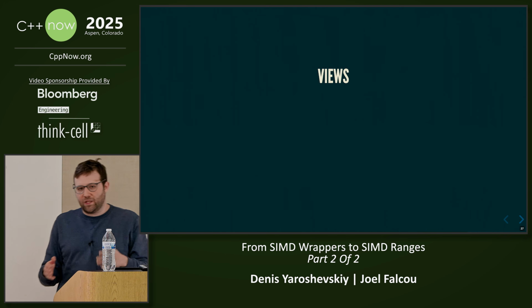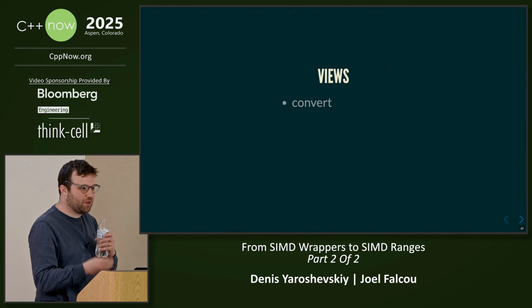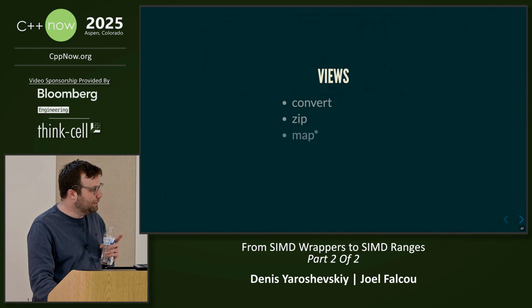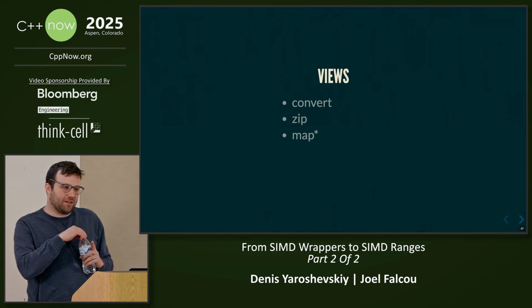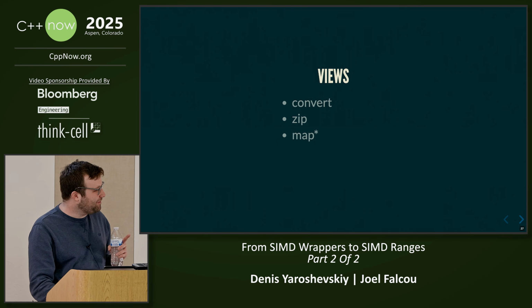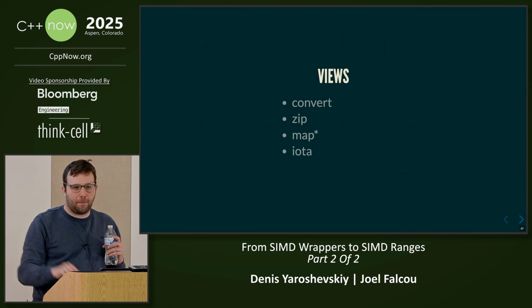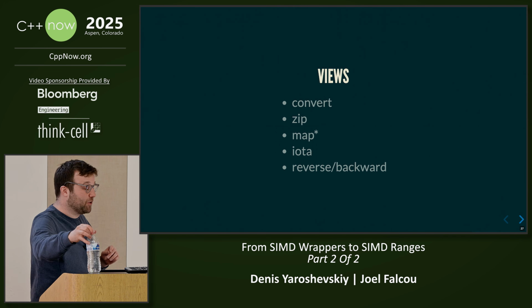So, given that, what kind of views can we do? Well, we can do conversions, which is useful. We can do zip. We can do map with a caveat that we don't like it. That's the way we do map. There's iota, so just numbers. There's a reverse view, and there's a backward view.